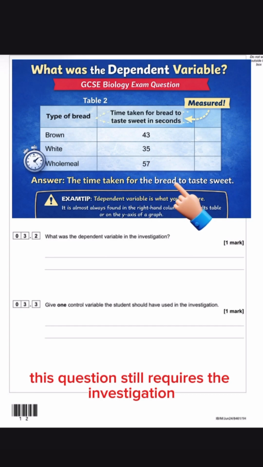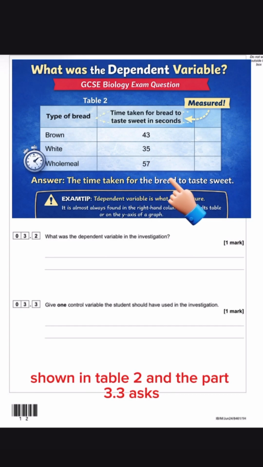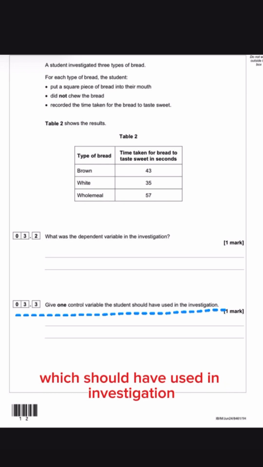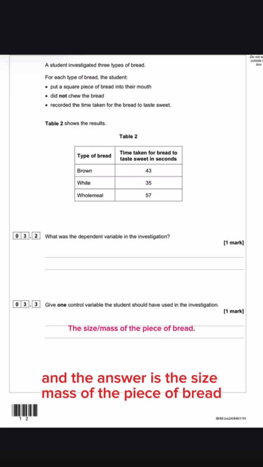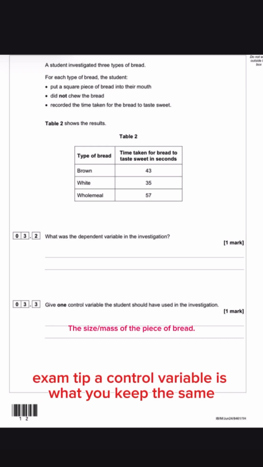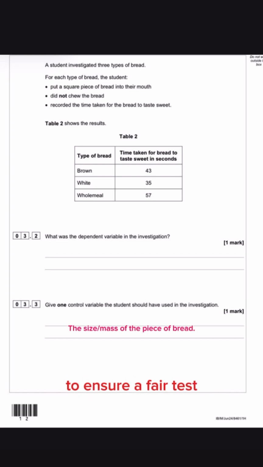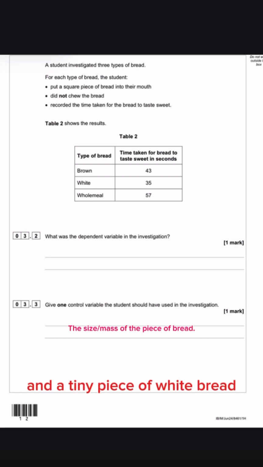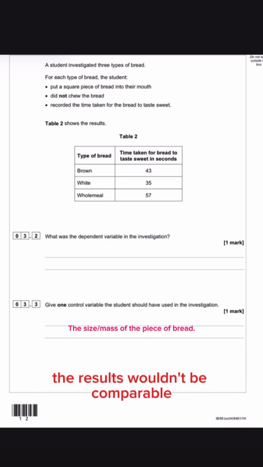This question still requires the investigation shown in table 2, and part 3.3 asks you, give 1 control variable which should have been used in the investigation, and the answer is the size or mass of the piece of bread. Exam tip, a control variable is what you keep the same to ensure a fair test. If the student used a huge piece of brown bread and a tiny piece of white bread, the results wouldn't be comparable.